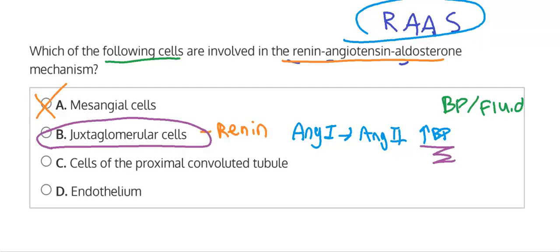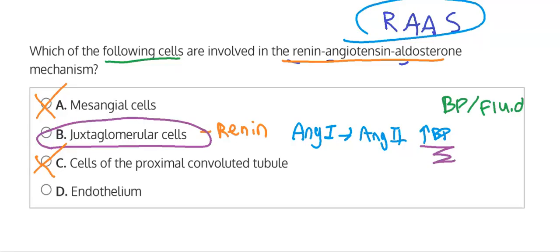Let's just take a look at the other choices here. Option C are the cells of the proximal convoluted tubule. And similar to what we were discussing about the mesangial cells, the role of the cells of the proximal convoluted tubule is in the reabsorption of sodium and water. So it has to do with fluid excretion processes and filtering, not with this RAAS system directly. So we could eliminate option C.